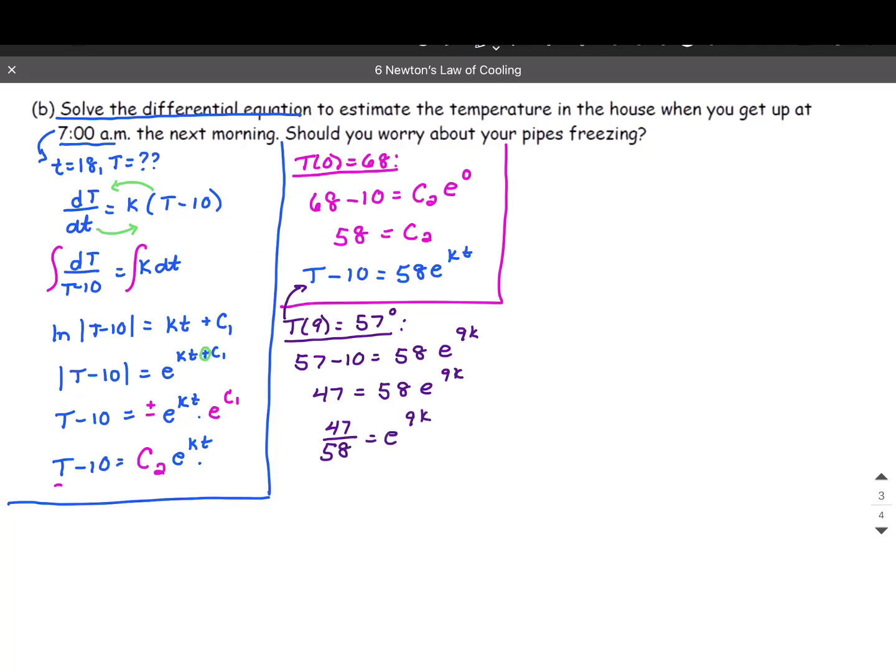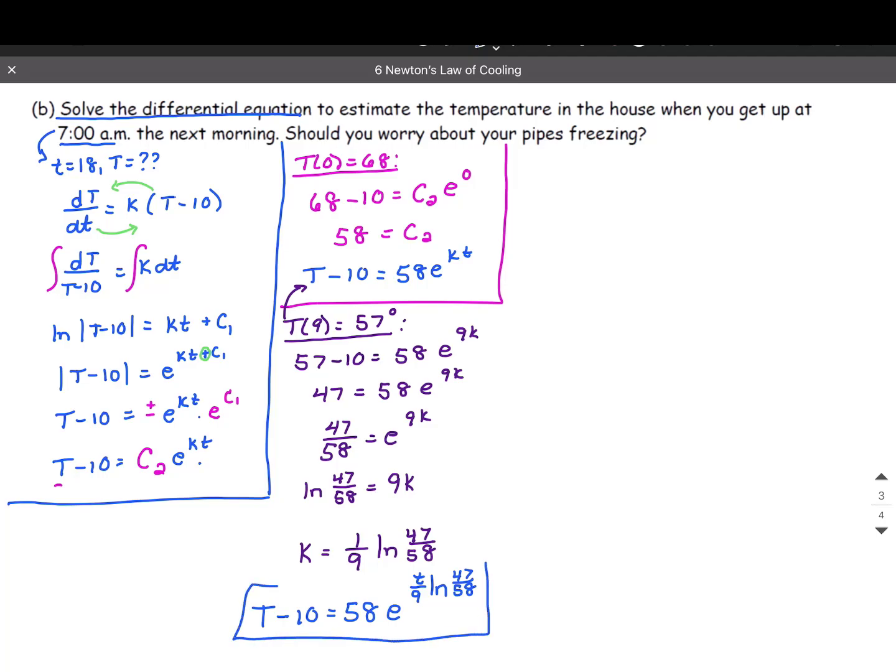Now we have an exponential equation to solve. We put it in log form. So log base e, the natural log of 47 over 58, equals the exponent 9k. If we divide by 9, we have k is 1/9 times the natural log of 47 over 58. So that means T minus 10 equals 58 e to the, and now I have to multiply t times that k, so I'm going to write t over 9 times the natural log of 47 over 58, all of that in that exponent.